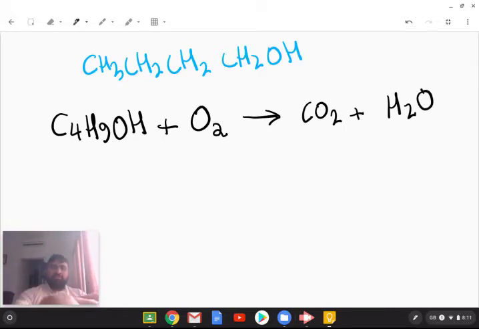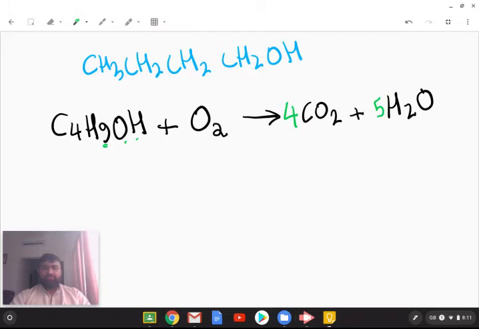Right, we will now balance this. How many carbon atoms? I have four carbon atoms here. I have only one carbon atom on the other side, so I have to put four here. How many hydrogens do I have? 9 plus 1, 10 hydrogens. Here I have only two hydrogens, so I need to multiply it by 5. How many oxygens on the other side? One oxygen here, two oxygens here, that will make 3. How many oxygens on the other side? 4 times 2 is 8.